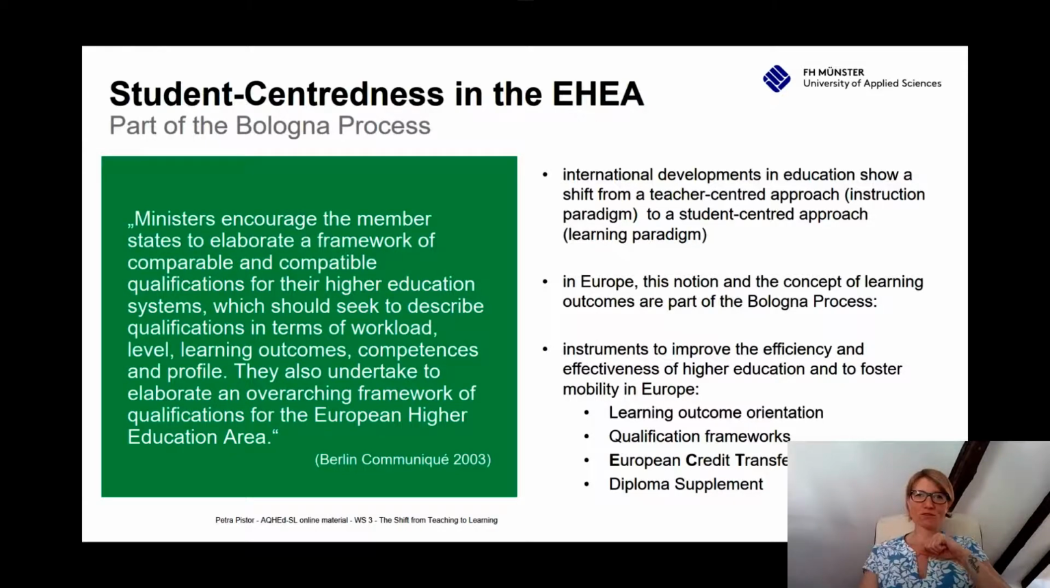A little digression to the European context. In the European higher education area, the shift from teaching to learning has become part of the Bologna process by the so-called Berlin Communiqué, where it says, ministers encourage the member states to elaborate a framework of comparable and compatible qualifications for their higher education systems, which should seek to describe qualifications in terms of workload, level, learning outcomes, competencies, and profile. They also undertake to elaborate an overarching framework of qualifications for the European higher education area.